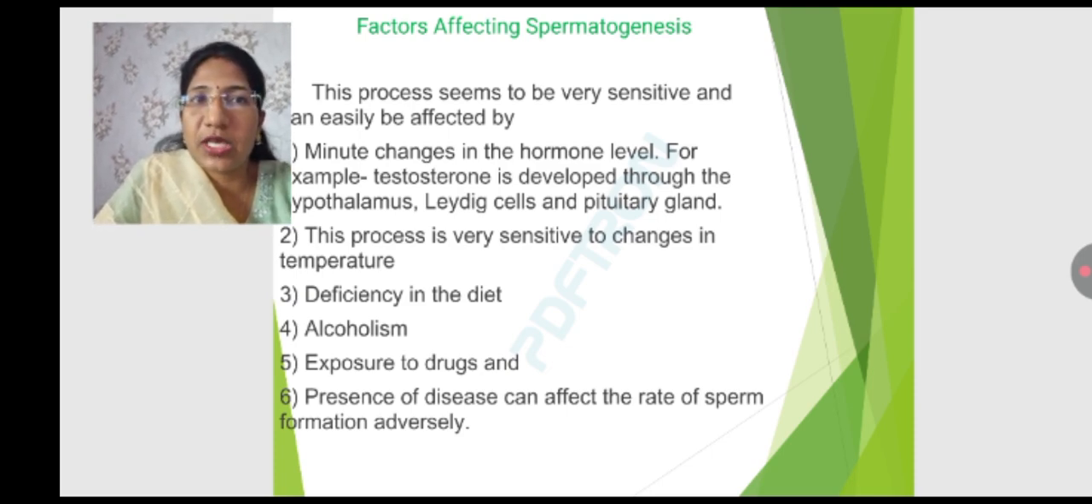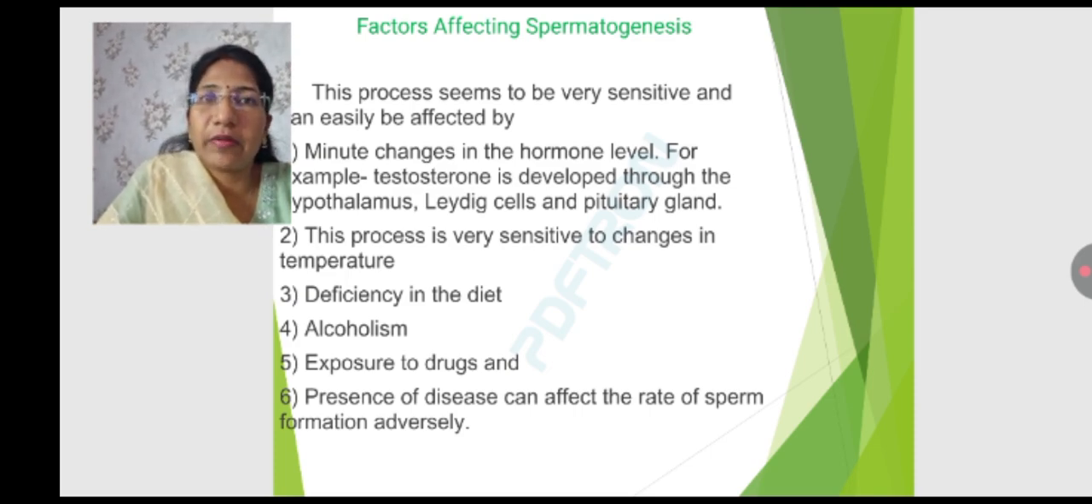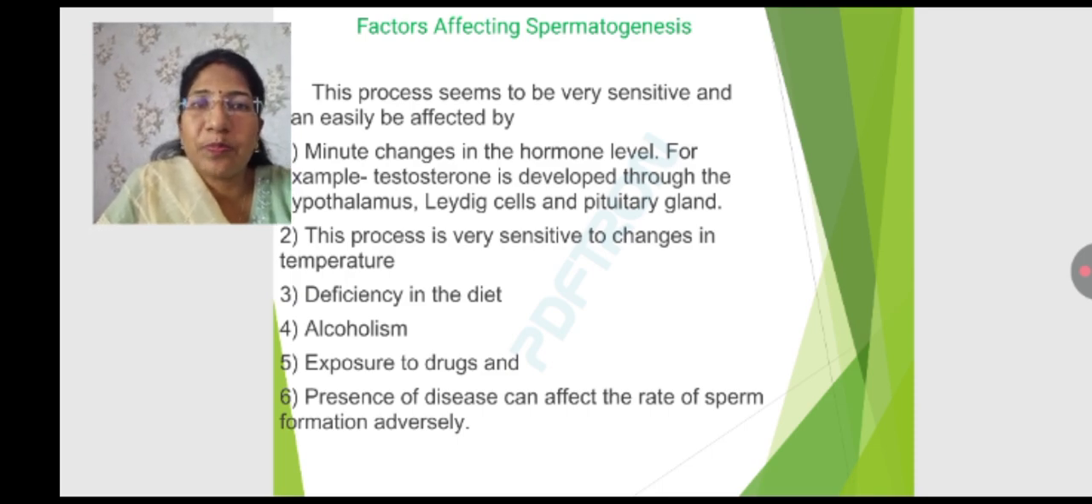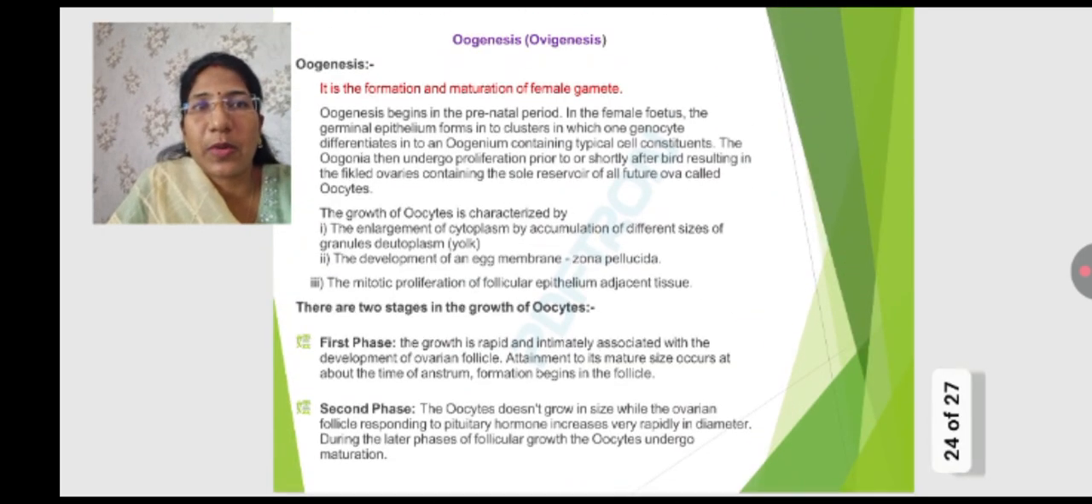In that, a minute change in our hormonal level. For example, testosterone is developed through the hypothalamus, Leydig cells and pituitary gland. This process is very sensitive to change in temperature. Another factor could be deficiency in your diet. Then alcoholism, then exposure to different types of drugs. And last, presence of a disease can affect the rate of sperm formation adversely. So these are the different factors which can affect the number or process of spermatogenesis.